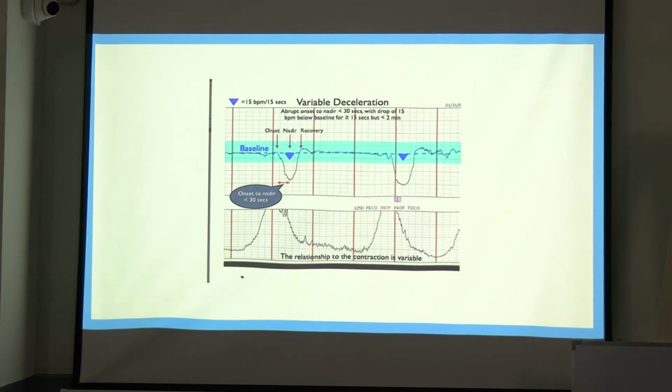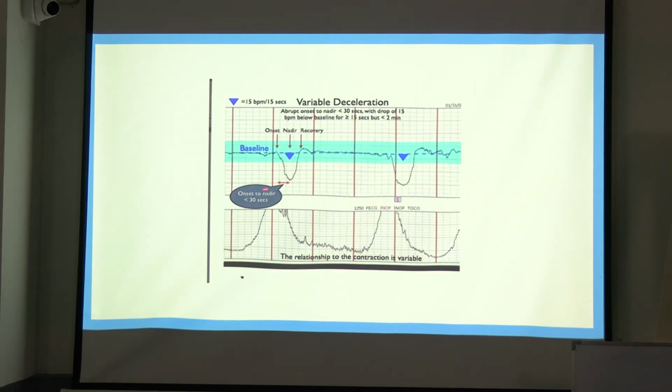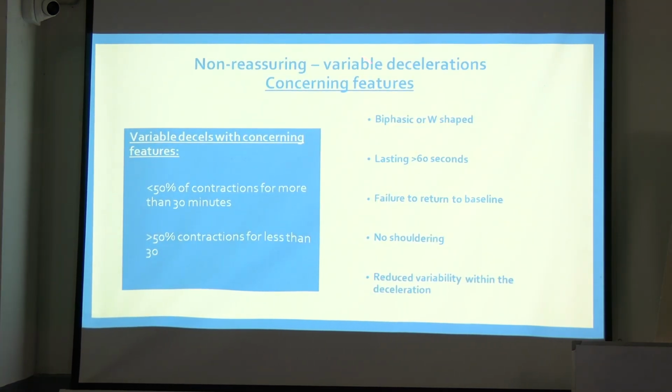Here, this is the onset, this is the nadir and this is the recovery. So, the onset of nadir is less than 30 seconds and many times it can be in between the contraction also. There is no relationship with the contraction in the variable deceleration because it occurs due to cord compression. So, what are the concerning features in the variable deceleration?